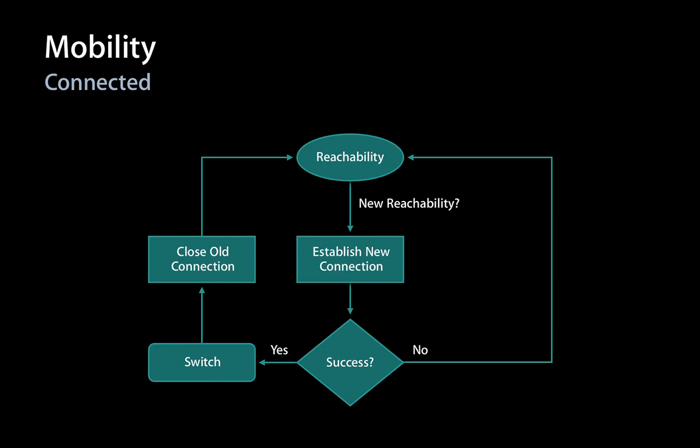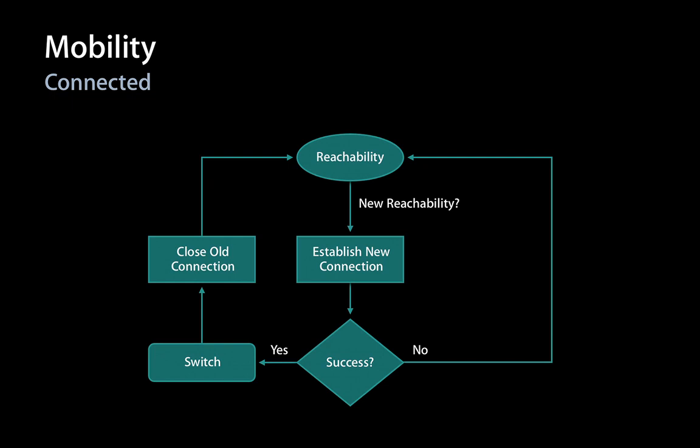Once you have a connection established, you still have to stay on your toes. You want to keep using the reachability object that you created initially to establish the connection. You'll get reachability change notifications as new interfaces become available. This is the case where you might have an established connection over cellular, but you come home and Wi-Fi becomes available. When you get that reachability change notification, you want to try and establish a new connection.